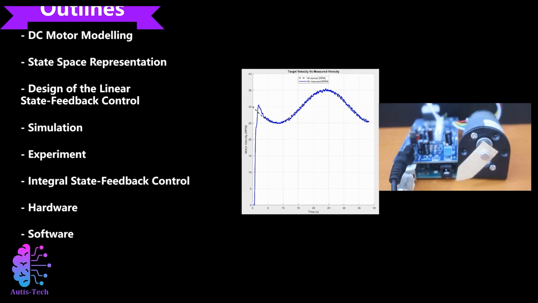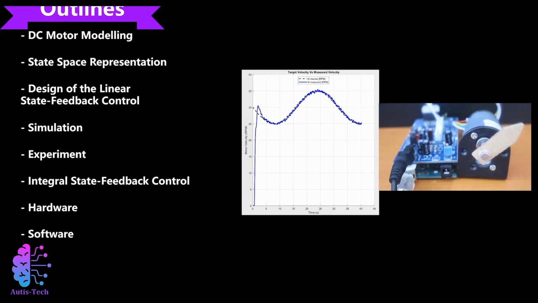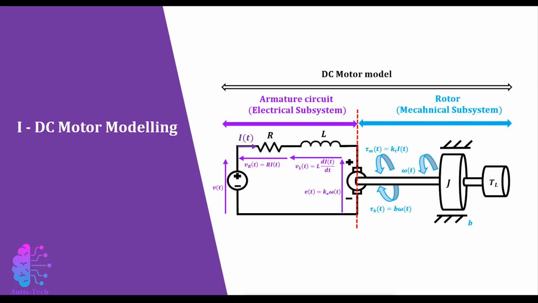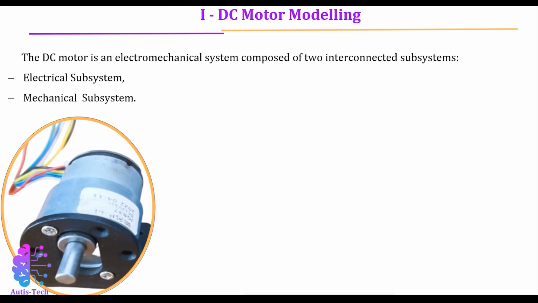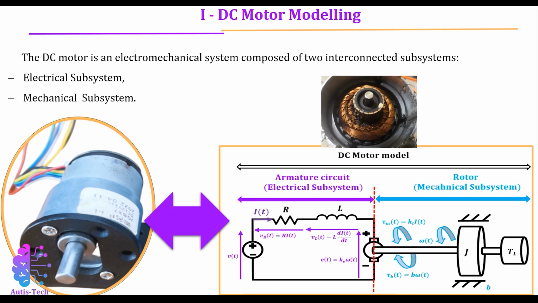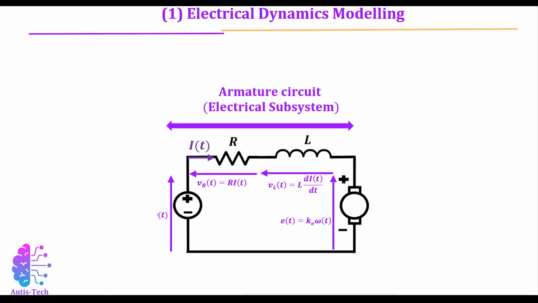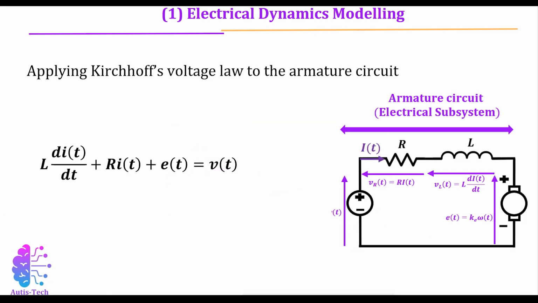This video will include the following points: DC motor modeling, state space representation, control design, simulation, experiment, and finally hardware and software description. We start with DC motor modeling, as it is a primordial step for state feedback control design. The DC motor is an electromechanical system composed of two interconnected subsystems, the electrical subsystem and the mechanical subsystem. Let's start with electrical dynamics modeling.